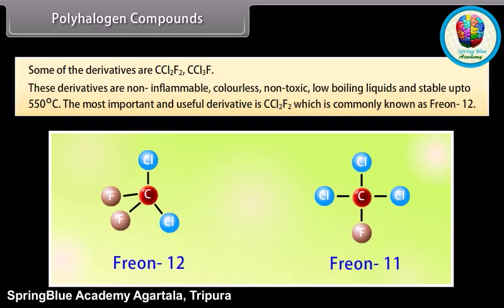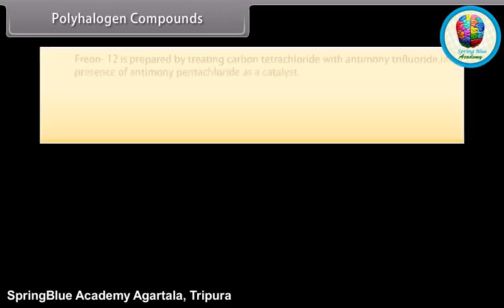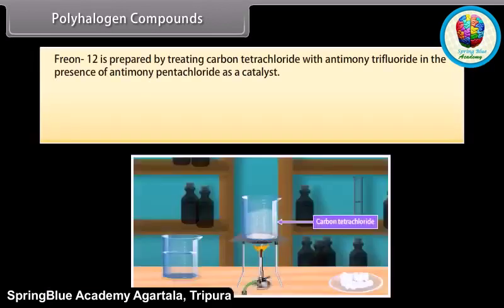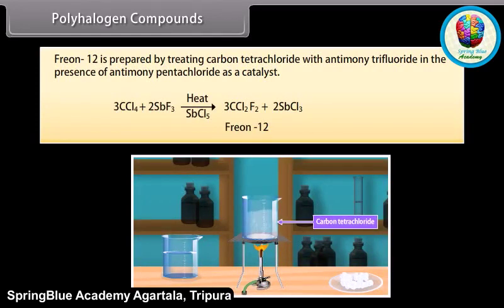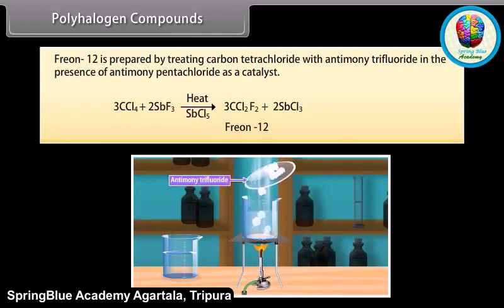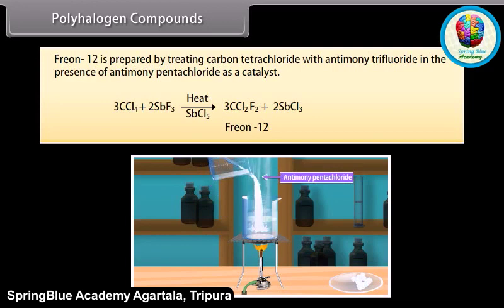The most important and useful derivative is CCl2F2, which is commonly known as Freon 12. Freon 12 is prepared by treating carbon tetrachloride with antimony trifluoride in the presence of antimony pentachloride as a catalyst. In carbon tetrachloride, mix some antimony trifluoride in the presence of antimony pentachloride, and then Freon 12 is produced along with antimony trichloride.